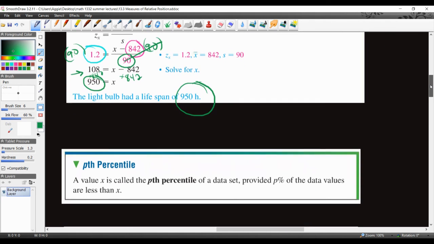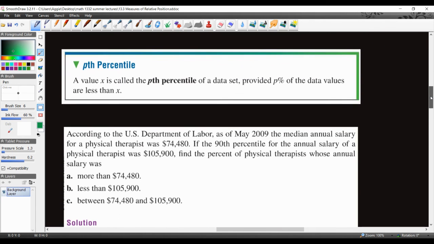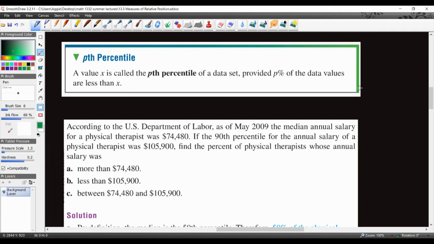All right, so now we're going to talk very briefly, because this would be like the next lesson, about a percentile. A value x is called the pth percentile of a data set, provided p% of the data values are less than x. So what this means is we're going to see where that score falls.